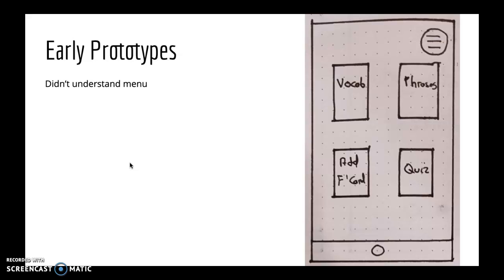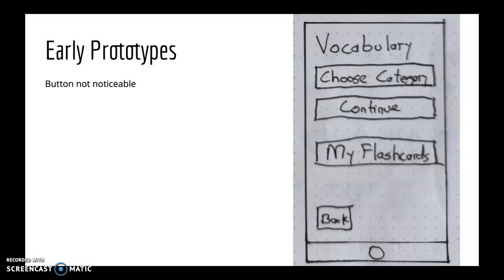Okay. This menu was confusing for several users. One user described Add F card as being a bit cryptic. You see that circled here. And this button didn't stand out, which is the My Flashcards button here. It didn't stand out. One user didn't notice it at all. Another user found it difficult to find this area of the app.